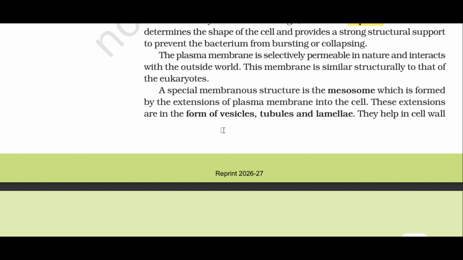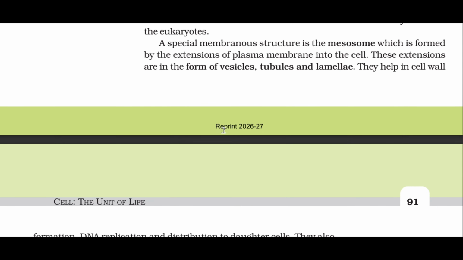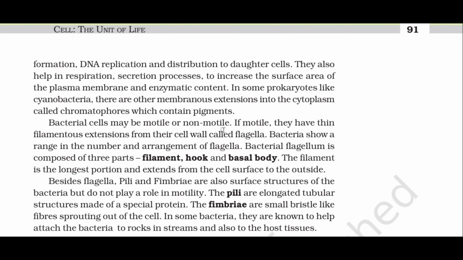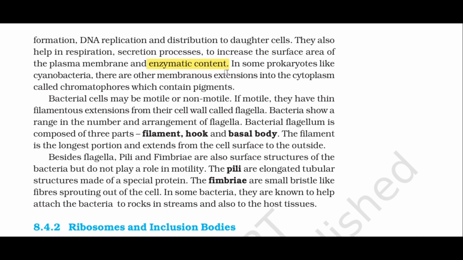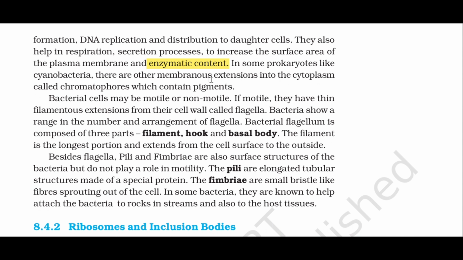These extensions are in the form of vesicles, tubules and lamellae. They help in cell wall formation, DNA replication and distribution to daughter cells. They also help in respiration, secretion processes, to increase the surface area of the plasma membrane and enzymatic content. In some prokaryotes like cyanobacteria, there are other membranous extensions into the cytoplasm, called chromatophores, which contain pigments.